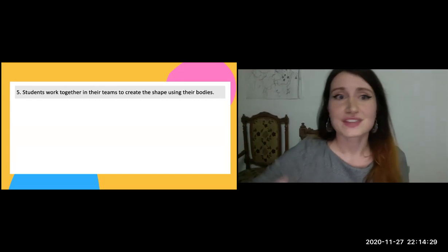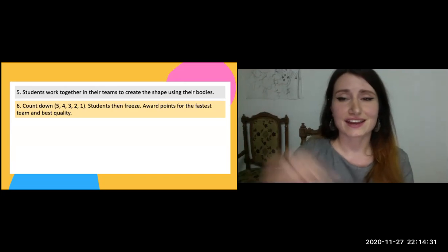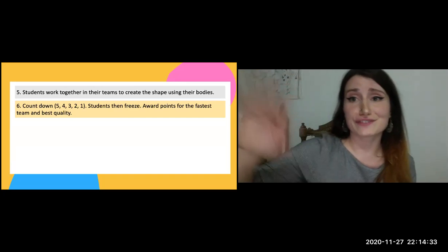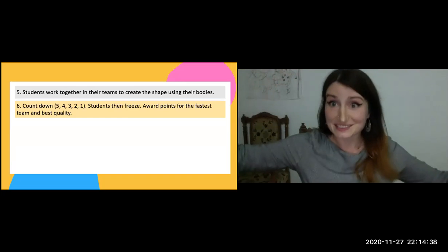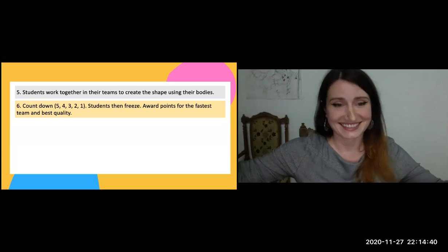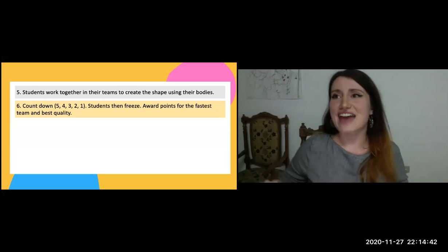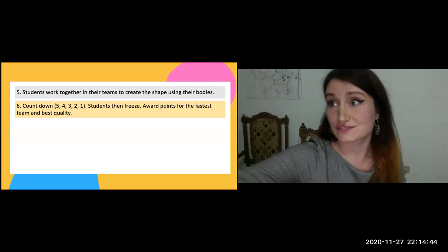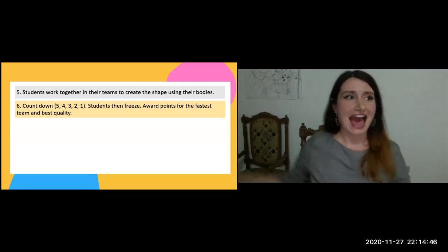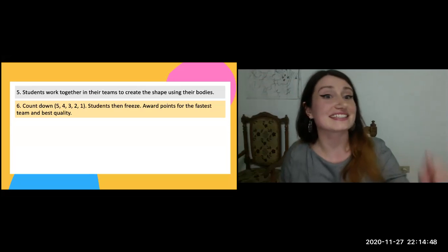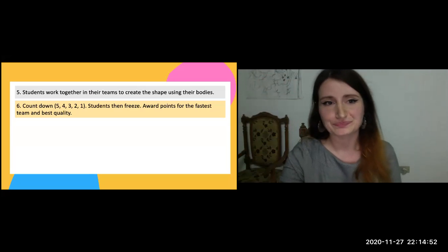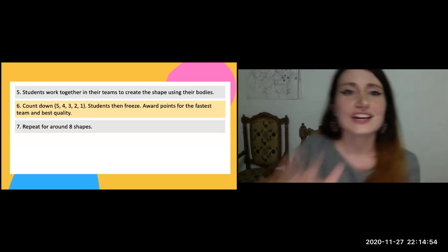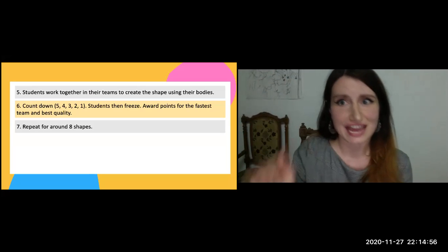And then you give them a countdown. So 5, 4, 3, 2, 1, freeze. Okay, and hopefully they all freeze. And then I say, okay, you get the points for making the shape the fastest. And then I look at them and I say, okay, this group gets the points because it's the best quality shape. And then normally I repeat this for around 8 shapes.